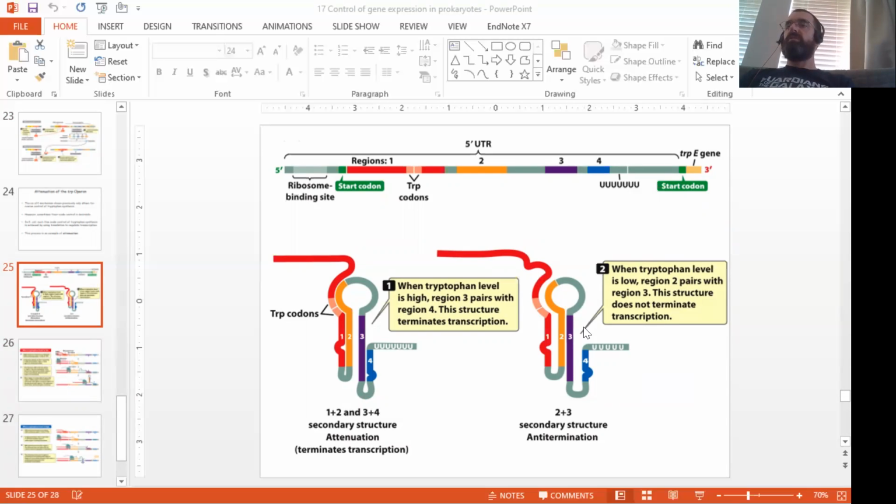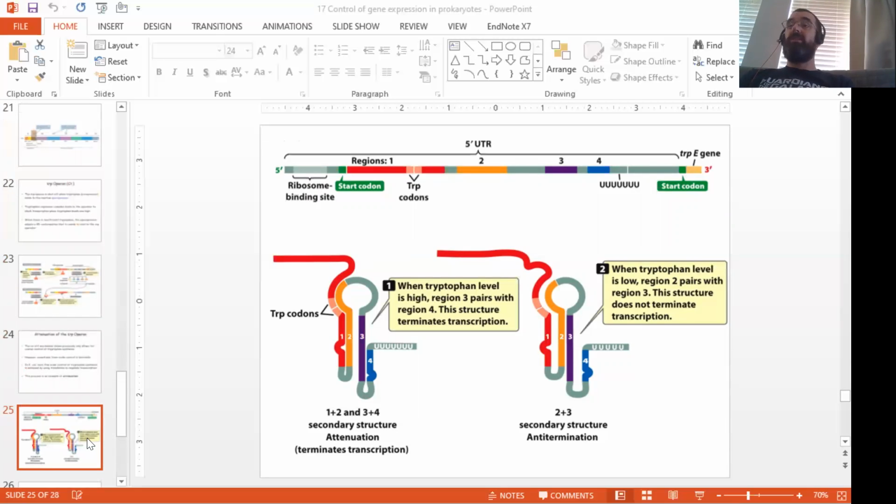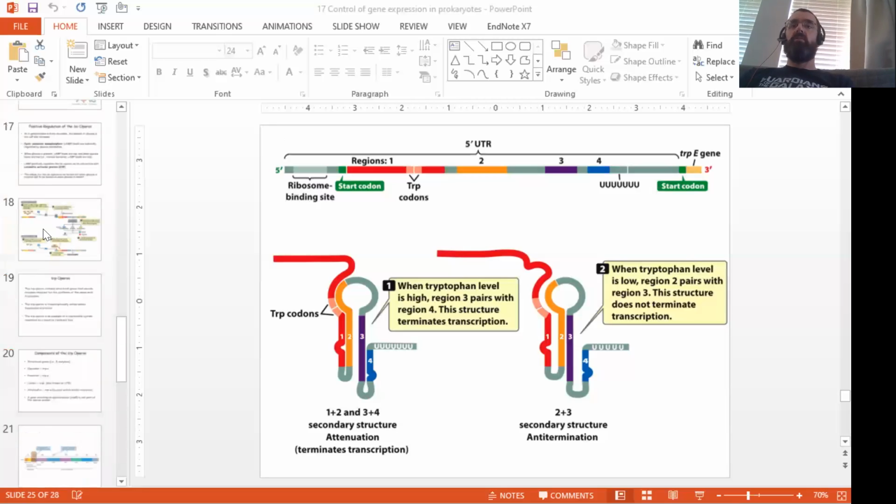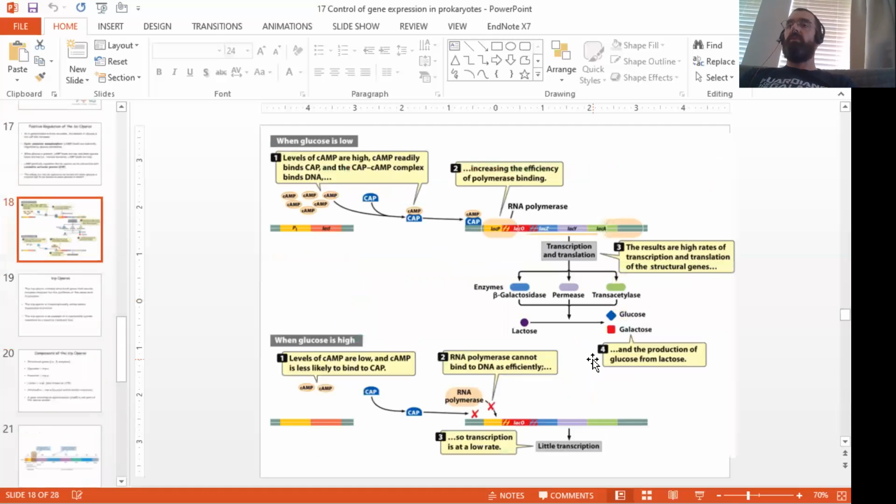And which structures form determines whether or not transcription continues or not. And so this is a lot funkier to kind of understand. I'd strongly suggest you look through it before we talk about it on Tuesday. And also make sure that you get the general principles and process of what's happening. Yeah, there we go, in the lac operon.